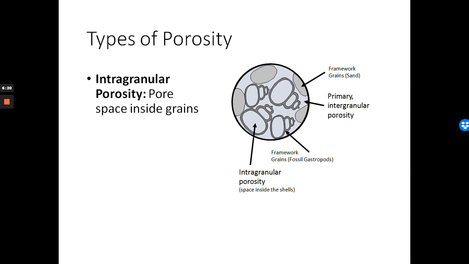Another type of primary porosity you can get in sediment and sedimentary rocks is what we call intragranular porosity. But this is more common in carbonate or mixed siliciclastic and carbonate sedimentary rocks. Sometimes you have, let's say in this case, fossil shells of snails or gastropods. And you know that fossil snails, the shells have holes inside them, and holes are porosity. So in this case, the holes are inside the grains. We consider the shells as grains. They're not really in between the grains, but inside the grains. So this is primary intragranular porosity. Space is inside the shells.